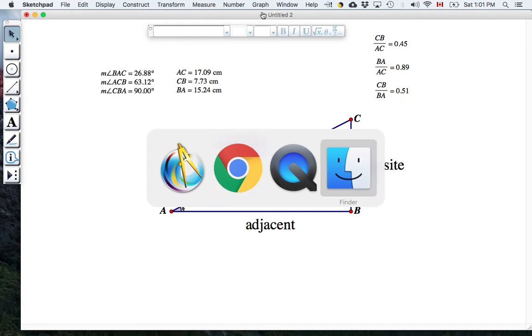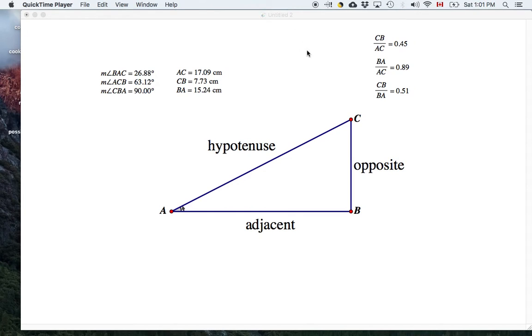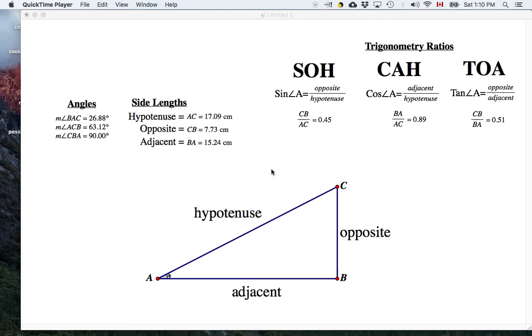Okay, I'm going to stop there for a second and put a couple more labels on my diagram, and then I'll point out a few more things about this activity. So what I did here was add some labels and clean up my work a little bit. I've got the angles that I measured here, the side lengths now labeled as hypotenuse, opposite, and adjacent. I've also put over here the trigonometry ratios. So we've got sine, cosine, and tan, which we're going to be getting into by the end of this activity.